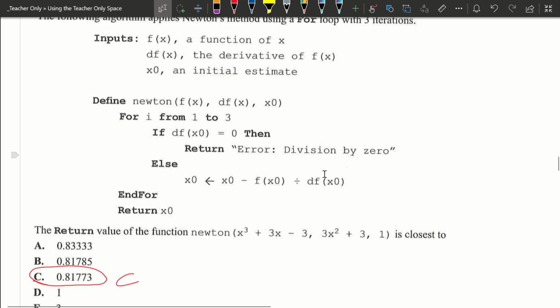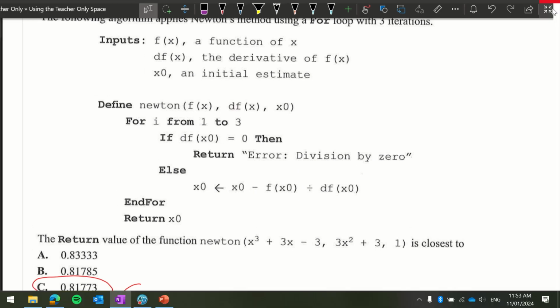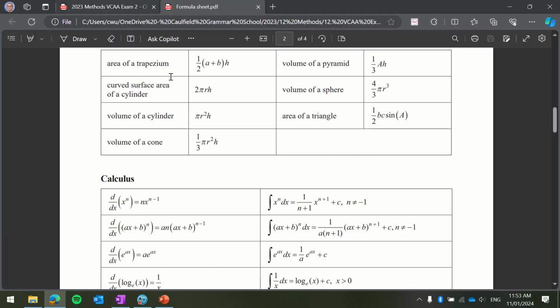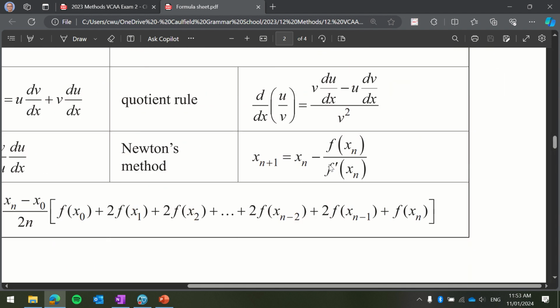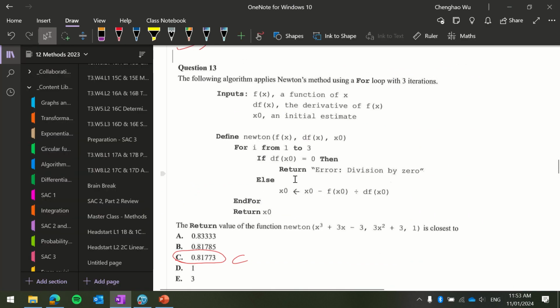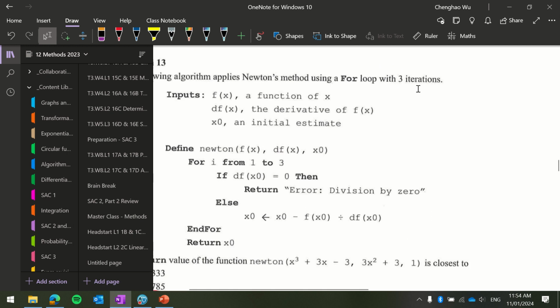And all they're doing is applying the Newton's method formula: the initial x minus f(x) divided by f'(x), which is the exact same thing as the one in the formula sheet. They're just putting this formula into an algorithm. That's all that is. So if you are familiar with Newton's method, you don't really need to be able to read pseudocode. It even tells you 3 iterations.